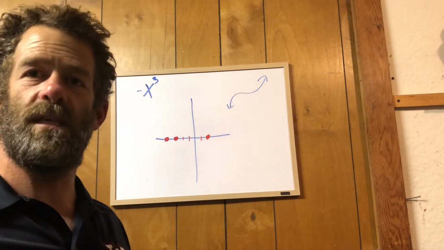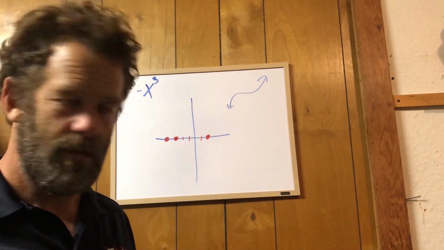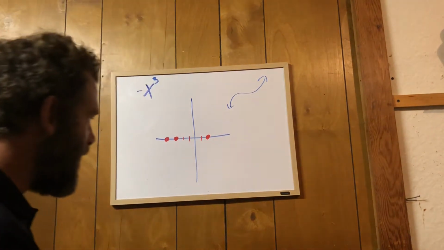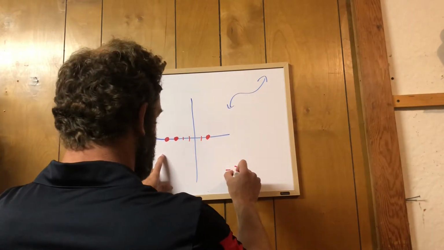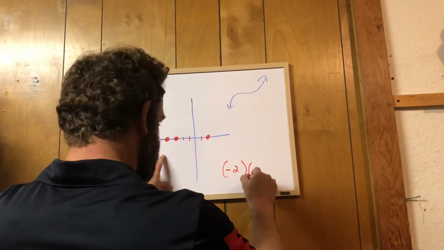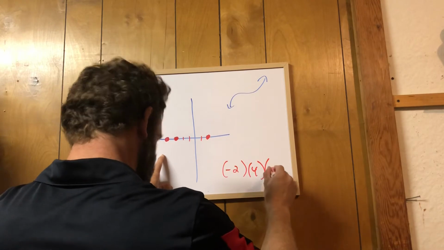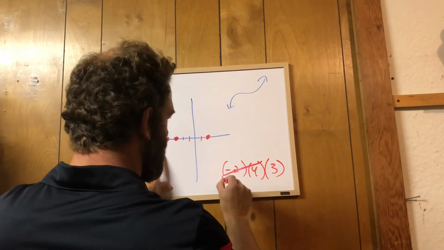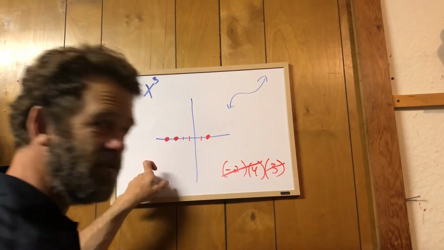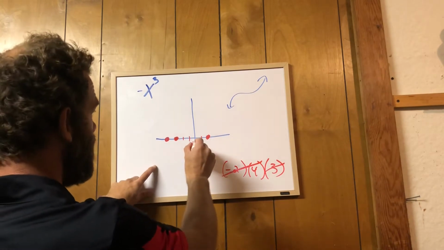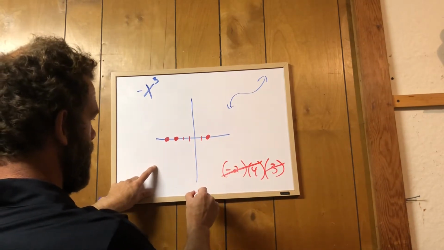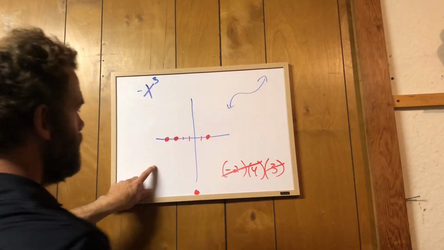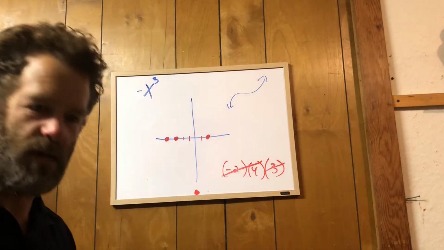Now, what if I were to ask you what's your y-intercept? If you set every x equal to 0, you're going to have negative 2 times 4 times 3, which is going to give me negative 8 times 3, which is negative 24. So you know this graph is going to go way down here. Let's just say negative 24 and the y-axis is right there.